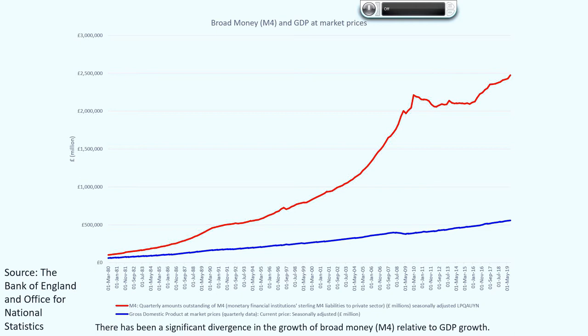It increased to 200% in the early 70s and then went back to around 184% in the late 70s. But you will see a significant expansion of money supply relative to GDP after 1984. And by May 2019, the total money stock at 2,500 billion was five times the gross domestic product of the economy.